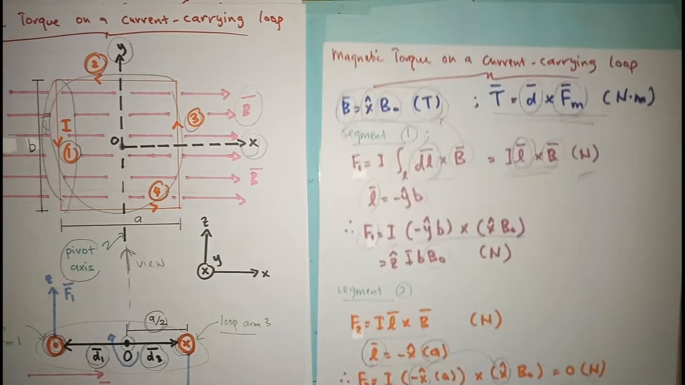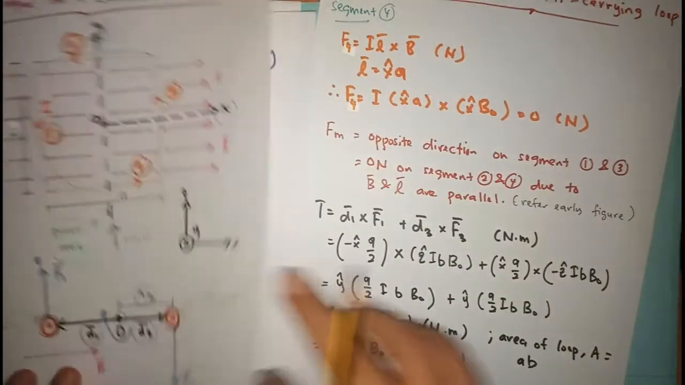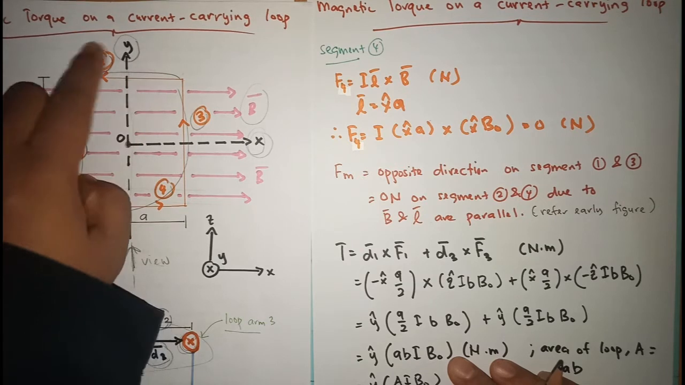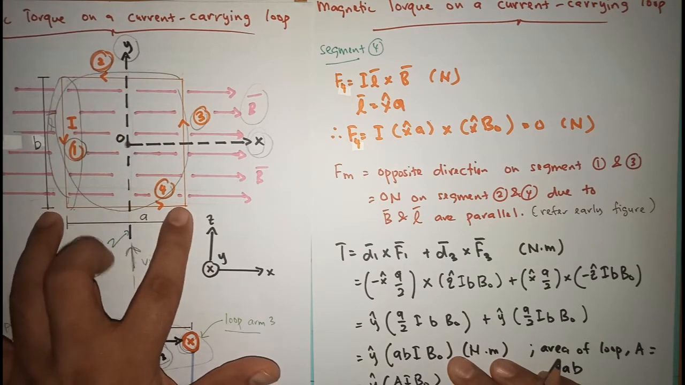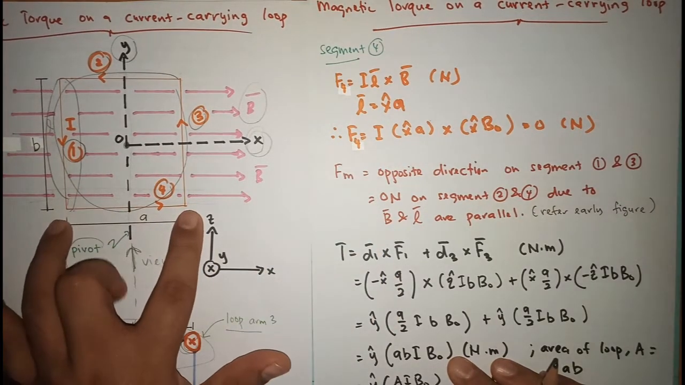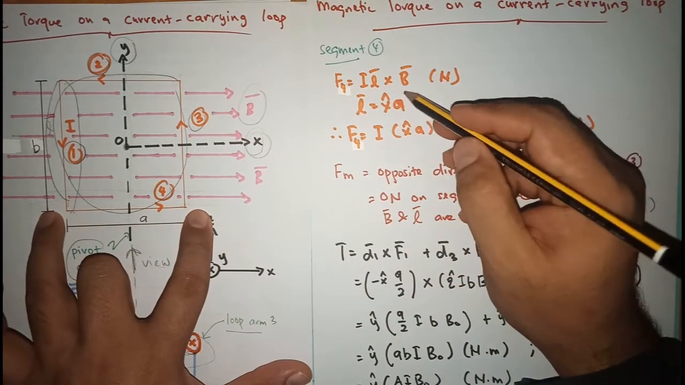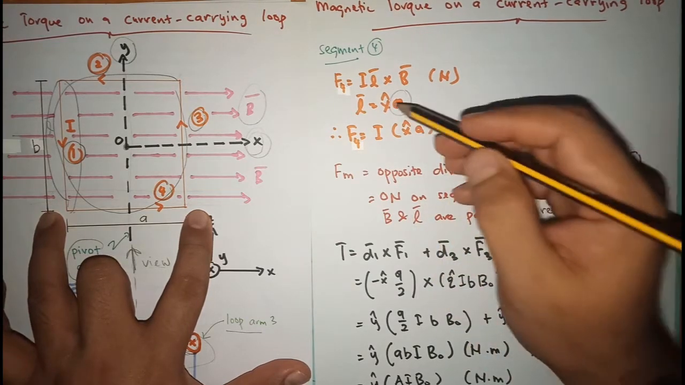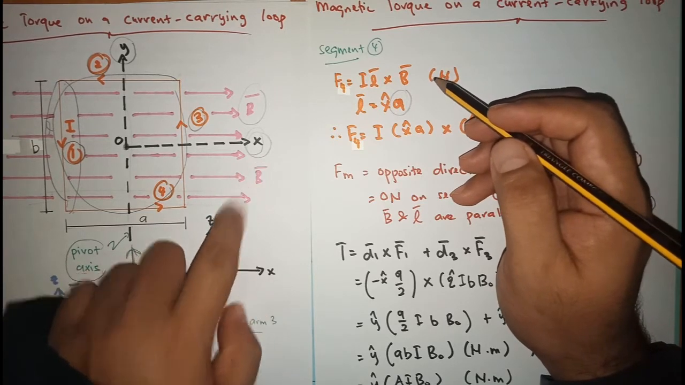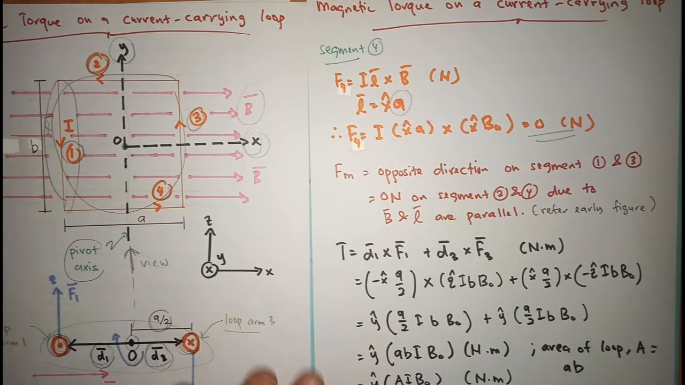Alright, now let's look at the last segment, segment number 4. Similar to segment 2, we have the current in the positive x cap direction. So the L vector will be in the x cap direction, and the magnitude of L is equal to a. Because the direction of the current and the direction of the magnetic flux density are the same, the total force acting on this segment is equal to 0 Newton.